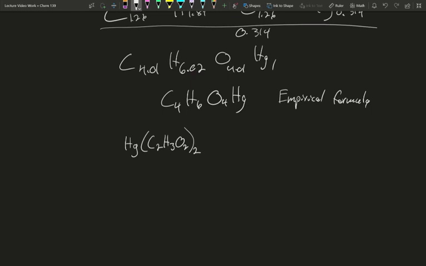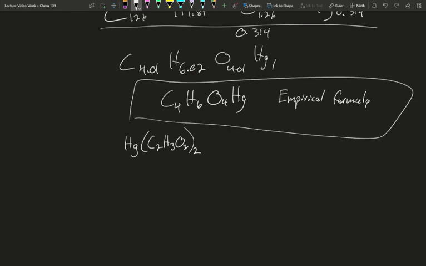And so it happens that this time the empirical formula also matches the molecular formula. But that is not something we can know for certain unless you're the person who wrote the problem or you have a molecular mass from one of the various methods that can give us molecular mass, such as mass spectrometry. But here's our empirical formula, C4H6O4Hg.